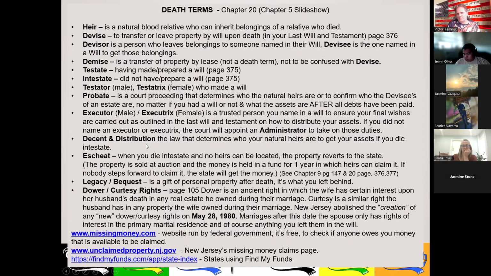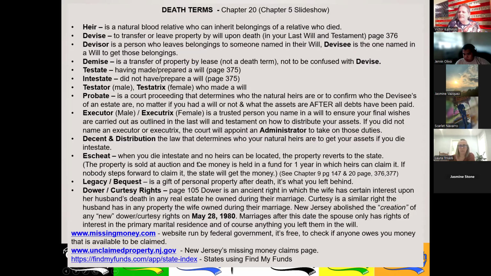Descent and distribution. Okay, descent, like your descendants. Every state has their own laws of descent and distribution that dictates who your natural heirs are that can get your assets if you die intestate without a will. So we're going to go over that in chapter 20. That's an interesting read. Sometimes people are very interested in that for whatever reason. Maybe it's something that applies to them now or past or soon. I don't know. But they find that interesting.